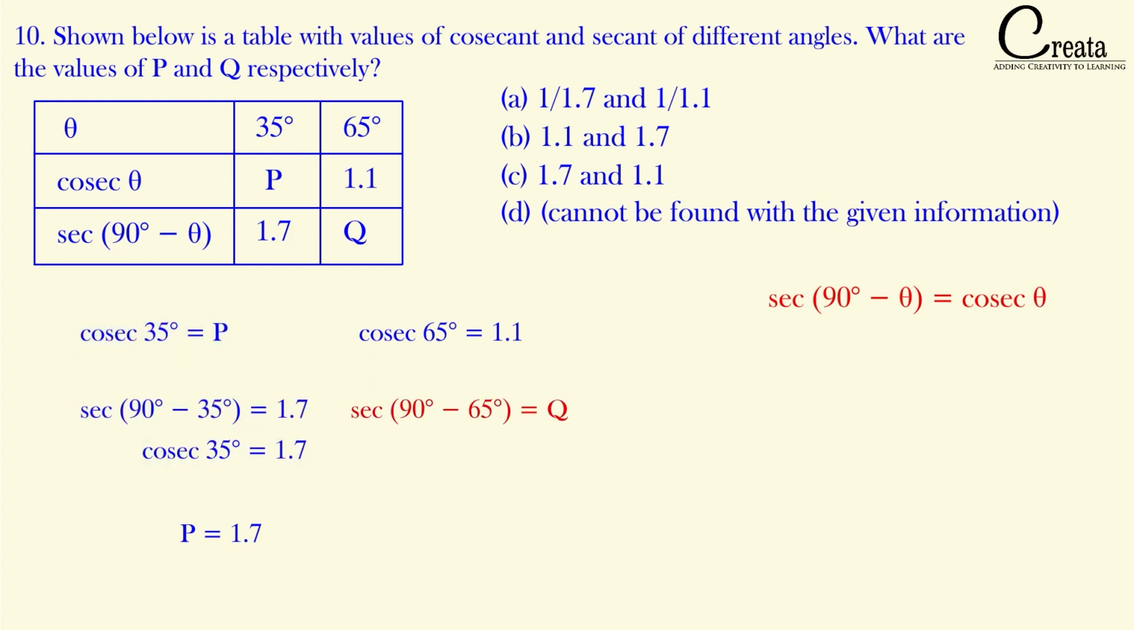Here sec (90 minus 65) is given as equal to Q, and just now we have seen sec (90 minus theta) is cosec theta. So sec (90 minus 65 degree) will be equal to cosec 65 degree. And if we compare these two equations, we got Q is equal to 1.1. We got the value of P as 1.7, we got the value of Q as 1.1. So we got the answer of this question as C, P is equal to 1.7 and Q is equal to 1.1. Got it? This concept is not part of your syllabus.